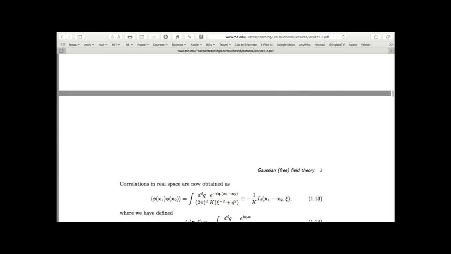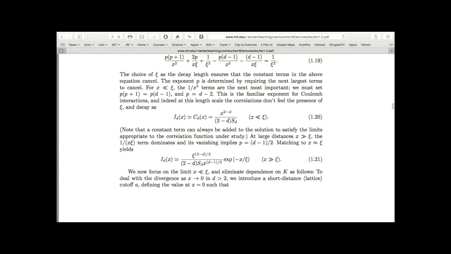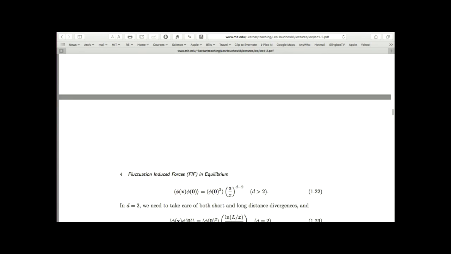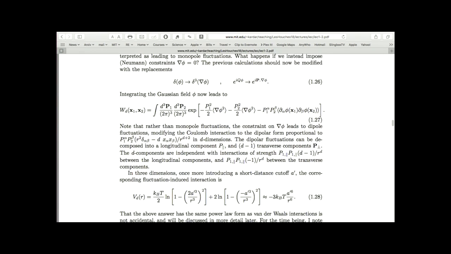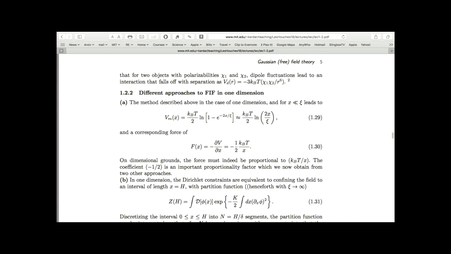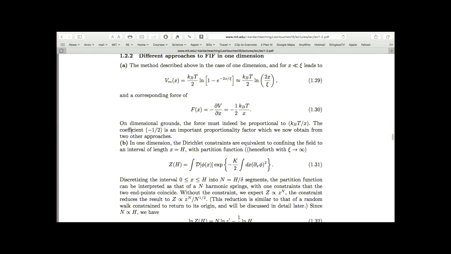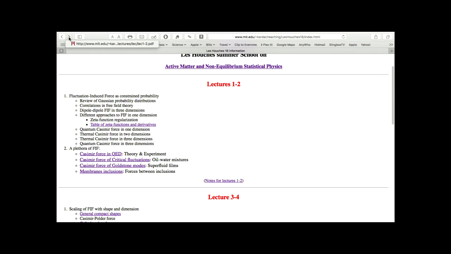The longest one has to do with calculating dipole-dipole interactions, which is coming shortly. I won't be going over the rest of the stuff after that. Well, never mind, you can find it. Okay, so that's about the notes.